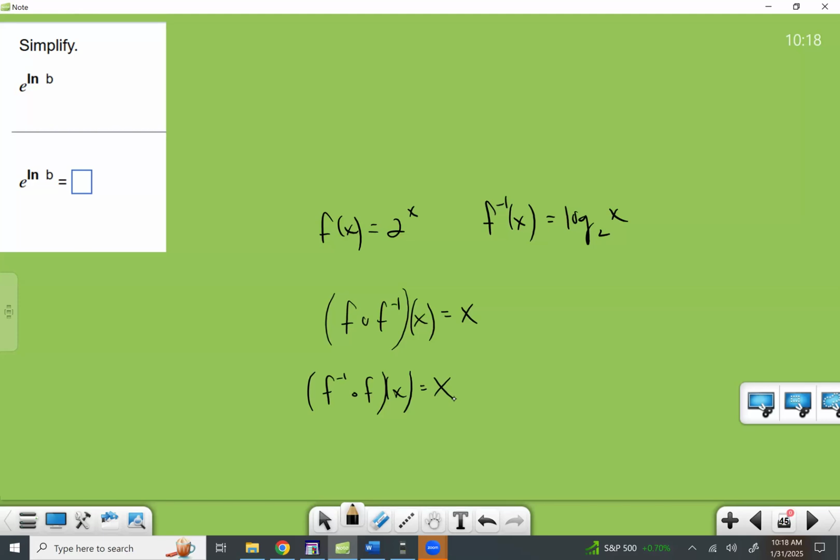Since these are inverses, if I were to take f inverse and plug it into f, so if I were to take this and substitute it in right here, what I would get is 2 to the log base 2. Or vice versa. Let's say that I wanted to go the other way with it and substitute this one in here. So that would be like this case, right? Then it would be log base 2 of 2 to the x.